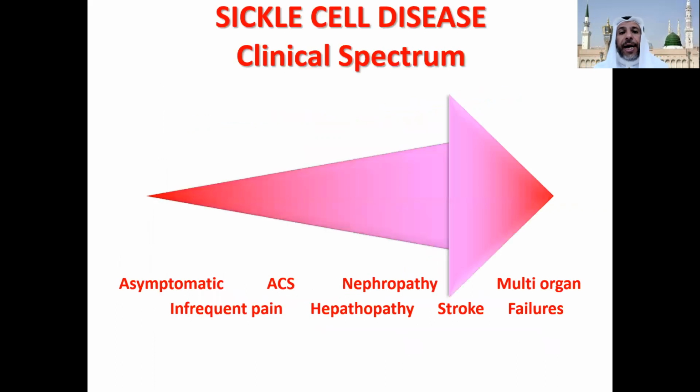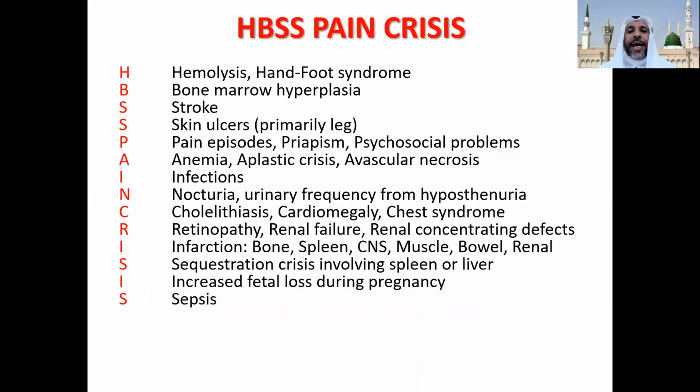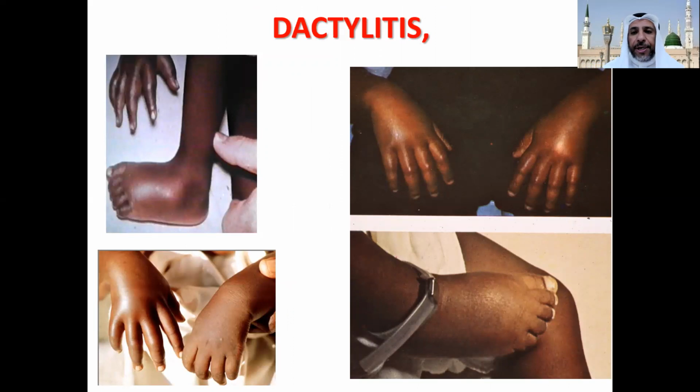The spectrum of clinical presentation of sickle cell anemia is really a spectrum. It starts from those patients whom we see in the clinic and who never need admission or to come to the emergency room, to those patients who may present with multi-organ failure, passing through acute chest syndrome, nephropathies, and so on. This is a simple method that you can use to remember the complications of sickle cell anemia and crisis. HbSS being crisis, and you can name them, or do it the way you like for memorizing the complications.